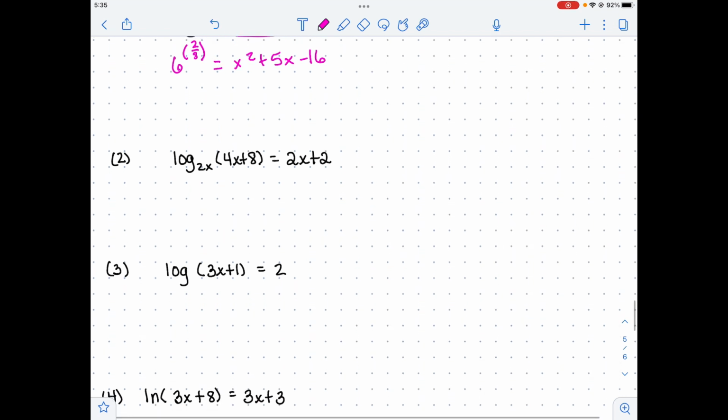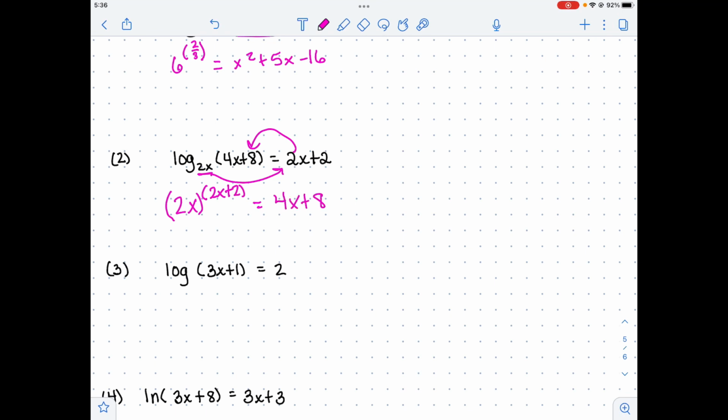Now, sometimes you have other things in your bases besides just a number or a variable. This one has a coefficient as well, so it's still the whole base. So we're going to do base 2x, and I'm going to use parentheses to keep that together as our base. It is raised to the 2x plus 2. Sometimes you'll see this in parentheses, sometimes not. And then equals 4x plus 8. Okay? So that's how you would set that one up.